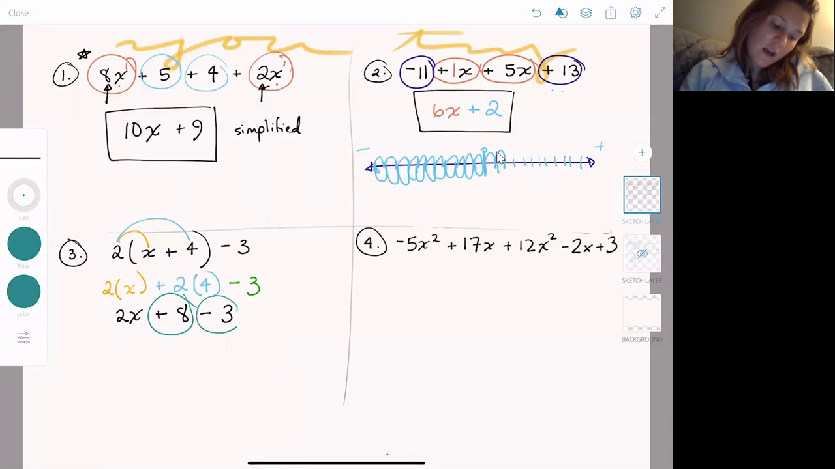My positive 8 and my negative 3 are like terms, so that gives me a positive 5 and 2x. I cannot combine these because this one does not have a variable. So that is my simplified answer.